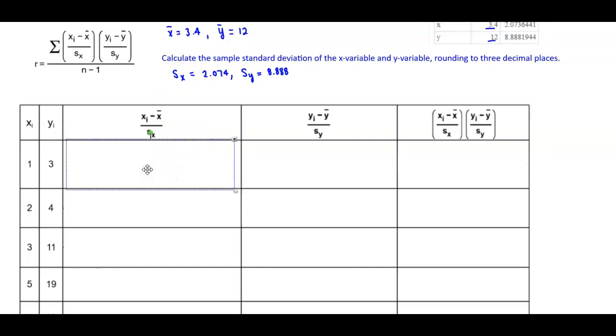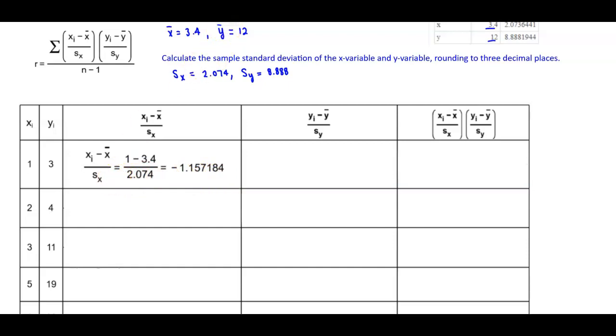So for this first column here, we have the formula. We're going to take the value of x, which is 1, which is here, x subscript i. We're going to subtract the mean, which is 3.4, and divide it by the standard deviation of 2.074. And that gives us negative 1.157184.